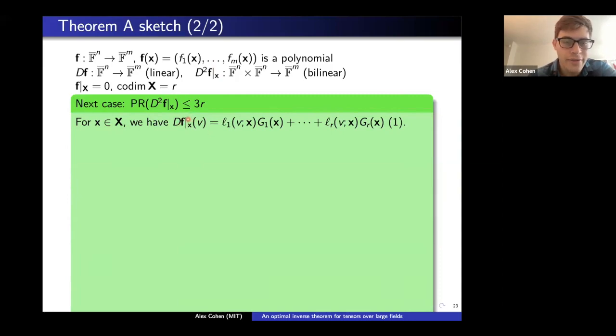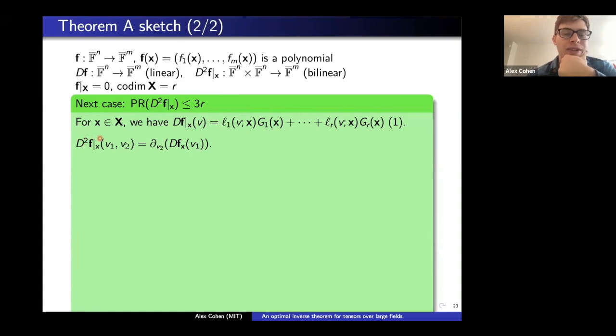Oh shoot, I'm sorry, I missed a condition here. This should say for any v in the tangent space of x at x. That's really important. So this equation only holds... wait, no, I'm sorry. This equation holds for any x in x and for any v. I'm sorry. Back to the next part.